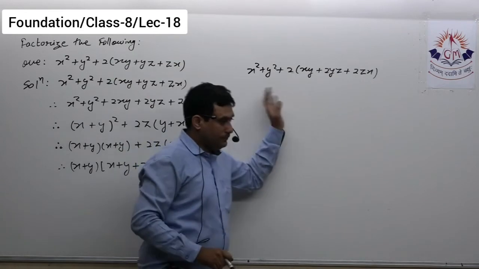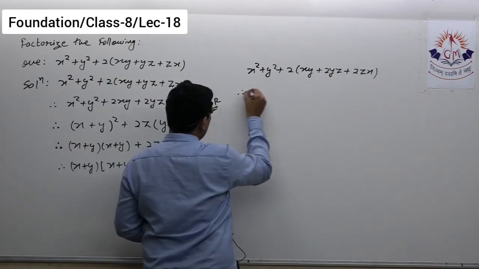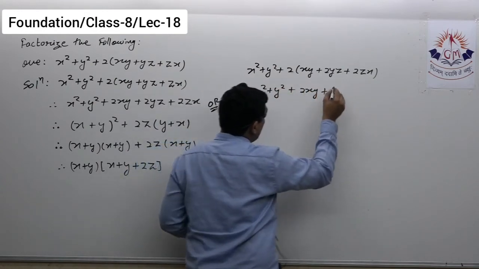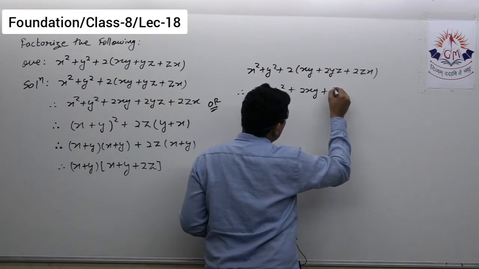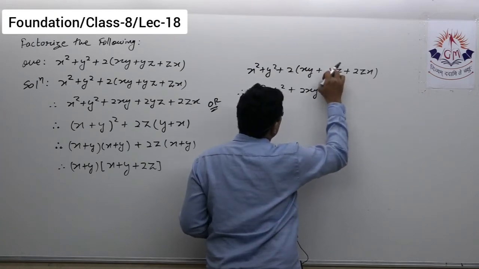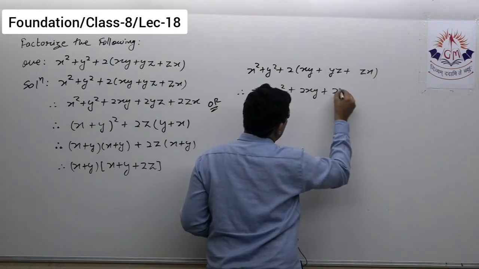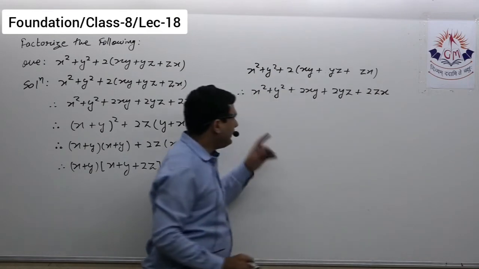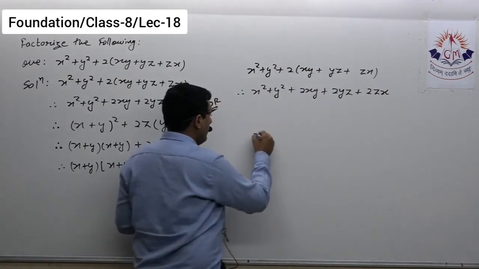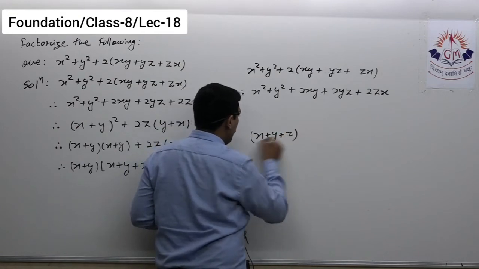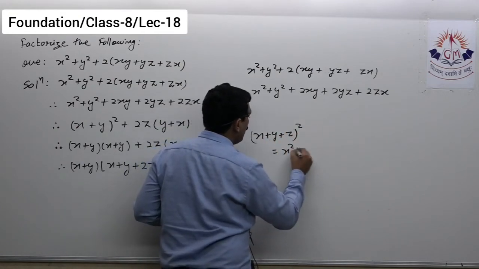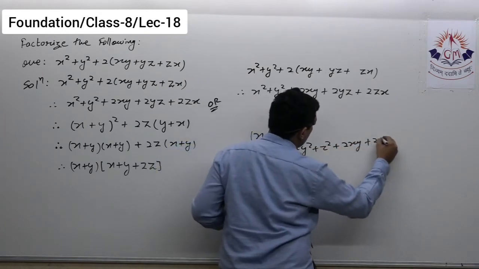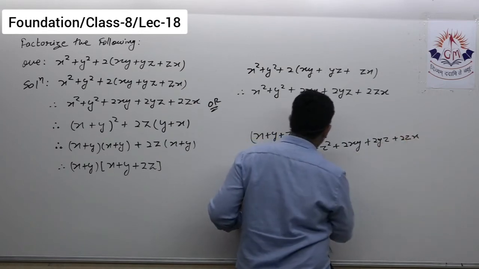Now see, if you observe this carefully, you will find this looks like the identity of a plus b plus c whole square. That identity is a square plus b square plus c square plus 2ab plus 2bc plus 2ca. Only one term is missing. If I say the identity of x plus y plus z whole square, I should get x square plus y square plus z square plus 2xy plus 2yz plus 2zx. Okay, this should be the identity.